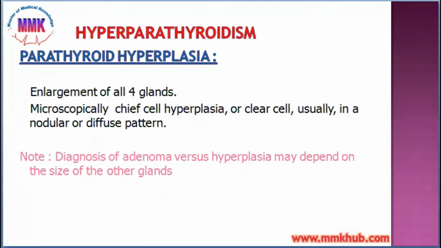The second common cause is parathyroid hyperplasia. In this, all four glands get enlarged, and microscopically there is chief cell hyperplasia or clear cell hyperplasia, usually in the form of nodules or diffuse involvement of the gland. So we can diagnose whether it is adenoma or hyperplasia on the basis of the involvement of the parathyroid glands. In adenoma, only one parathyroid gland is involved, but in hyperplasia, all the glands are enlarged.